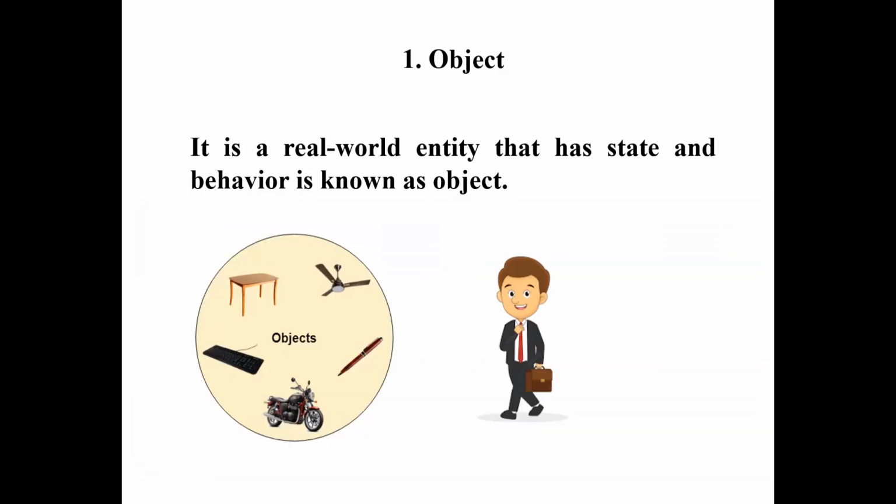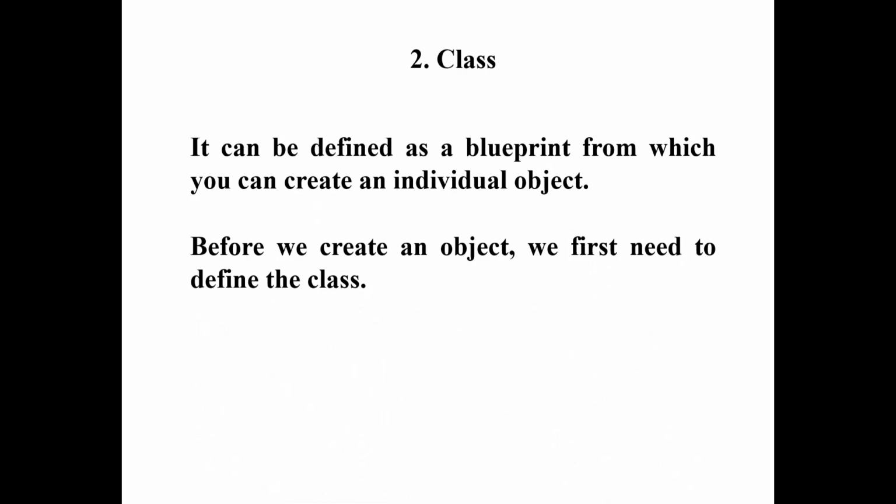I hope you can understand by these examples that object is nothing but a real world entity which has a state, that is the different properties or attributes, and has some behavior. Behavior means functions, their methods. So this is called an object. Let's move to the second concept, that is class. Let's first see the definition of class.